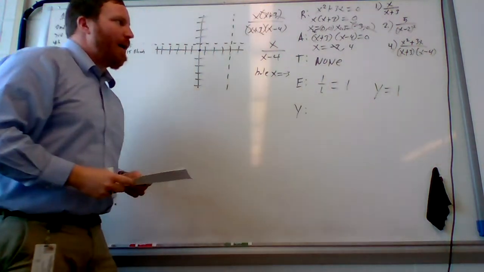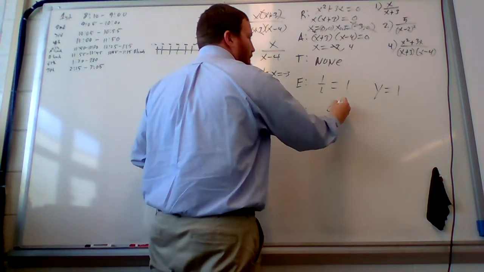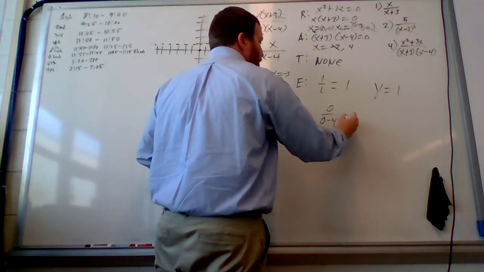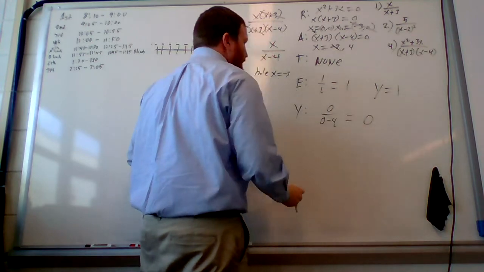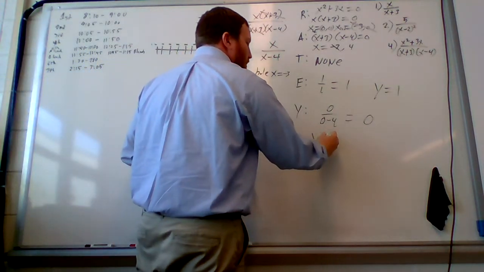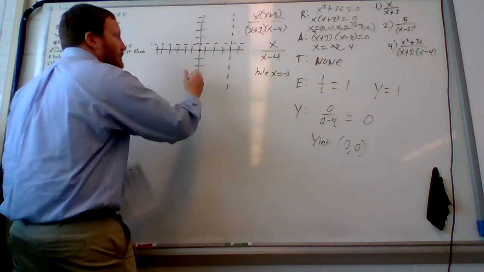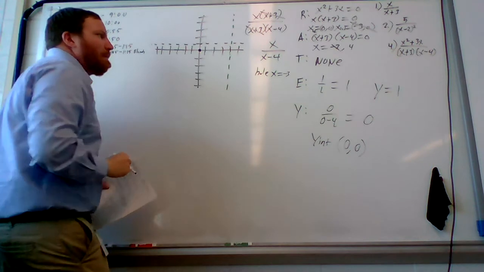And then our y-intercept, again, plugging in 0 for our x values. We've got 0 over 0 minus 4. So we're just going to get a 0. So again, our y-intercept is at the point 0, 0. And we already have that point.